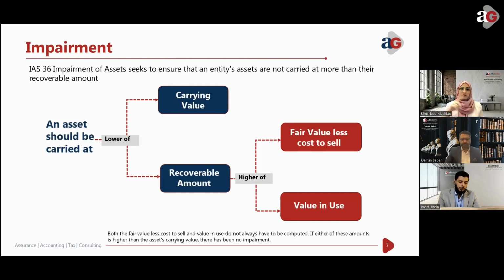So when we are doing the impairment testing, we need to know what is the carrying value of the asset, what is the recoverable amount of the asset, and recoverable amount shall be the fair value less cost to sell or the value in use, whichever is higher. But in some conditions, we don't have to calculate both the fair value less cost to sell and the value in use. Why? Because if any of that value is higher than the carrying value, that means there is no impairment. Both do not always have to be computed. If either of these amounts is higher than the asset's carrying value, that means there is no impairment. So this is the quick method of doing the impairment testing.